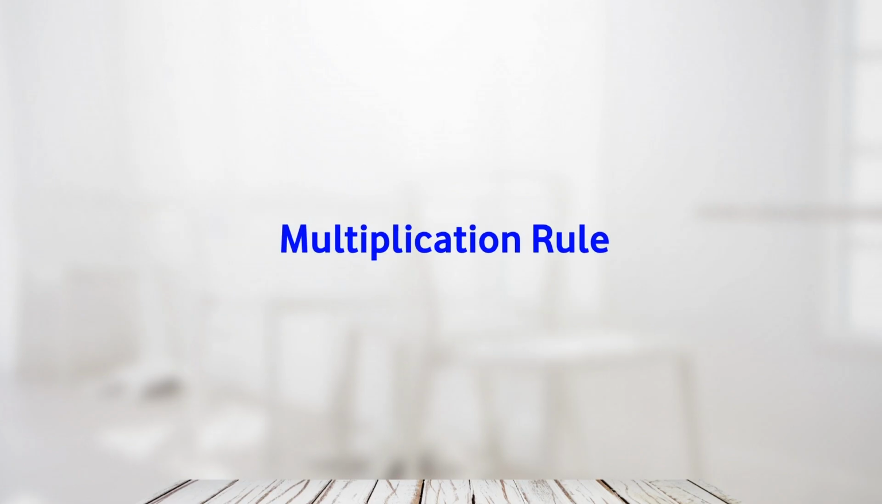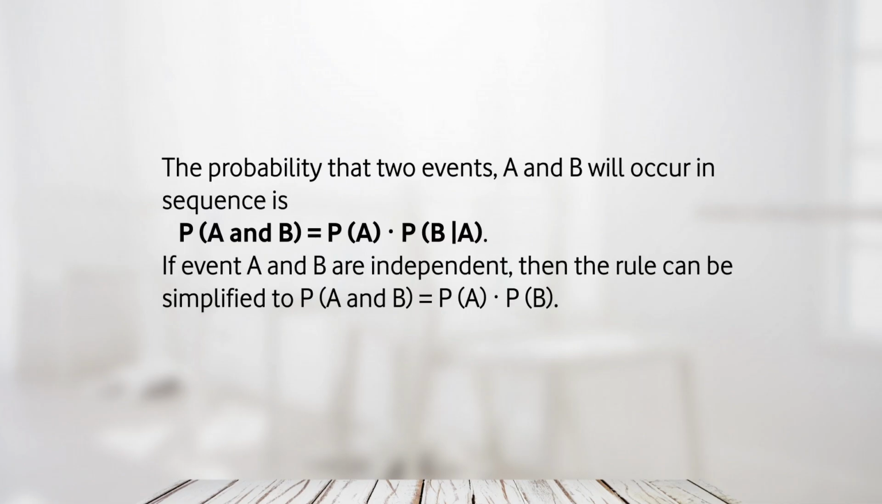And if you talk about the multiplication rule, the probability that two events A and B will occur in sequence is probability of A and B, where probability of A is multiplied by probability of B given A.